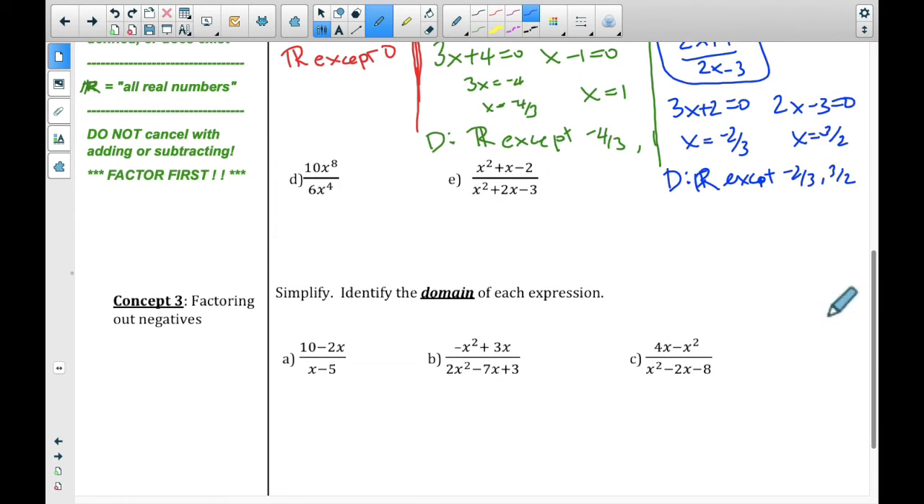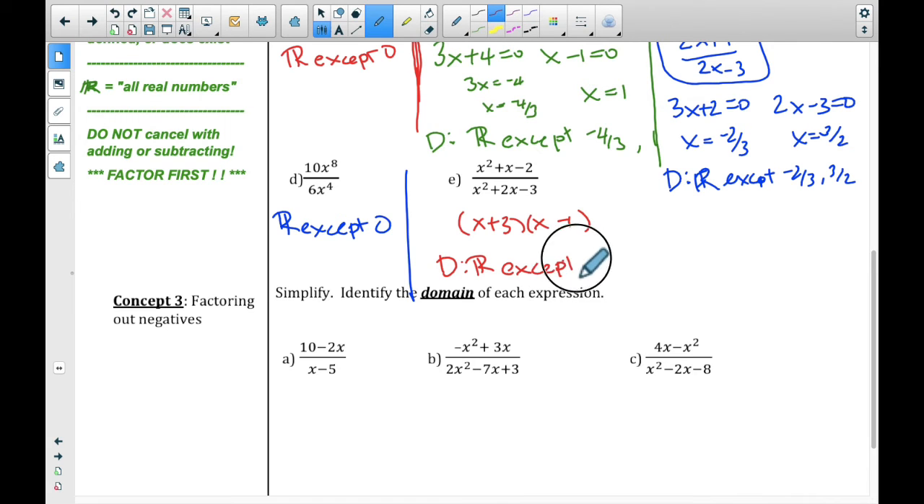I don't think we need to go through every single problem. I do want to continue to talk about domain because that's something that's new to us. Think about this one. It's going to be all real numbers except what? Except 0. If I plugged in 0, it can't happen. How about this one? Well, I would have to factor it first. Let's take a second to factor it. I factor it, I get x plus 3 and x minus 1. That means all real numbers except -3 and 1.